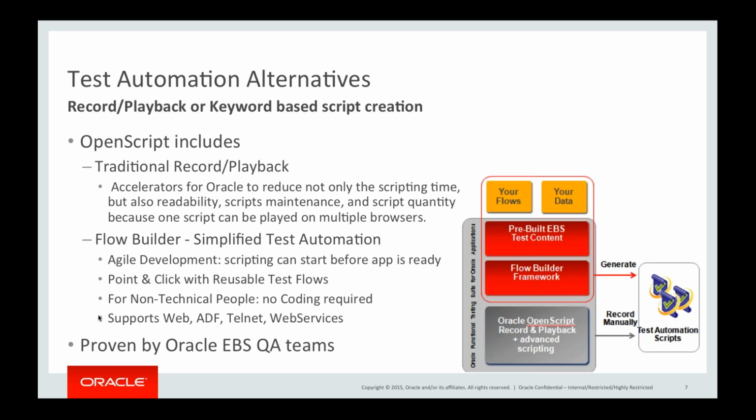Before I continue, I just want to reiterate what Michael was saying. When you get the functional testing suite, you basically get OpenScript, which is what you see up here, the traditional record and play, but also Flow Builder. So I would like to pause a little bit to tell you about Flow Builder. What is Flow Builder? Flow Builder is basically a component-based testing framework. It helps you create or automate your test scripts.